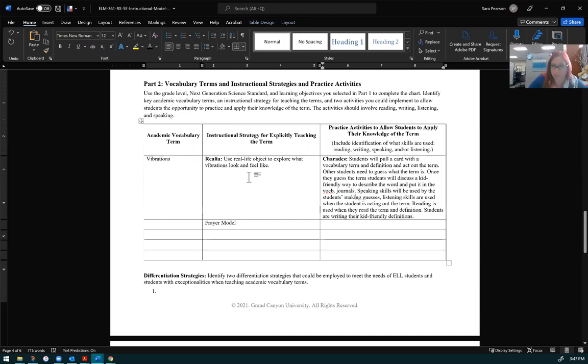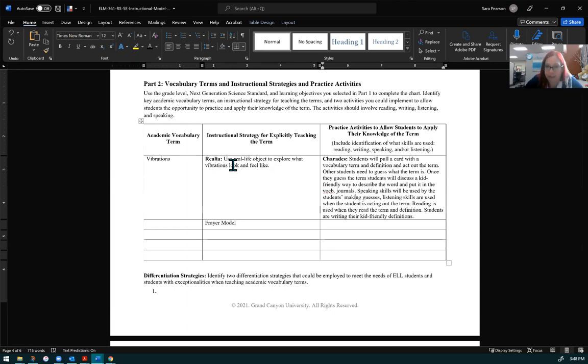Now that we've cleared that up, I want to show you with my example, vibrations. So here we have vibrations as my academic vocabulary term, and I'm going to teach this just by using Realia, having students grab a real life object and explore what vibrations look and feel like. Everybody grab, let's say, what do I have in here? A pencil, right? And I want you to maybe tap that on your desk. You feel the vibration on your desk. I want you to hold your throat when you talk. Do you feel the vibration when you talk? And so that's what Realia looks like.